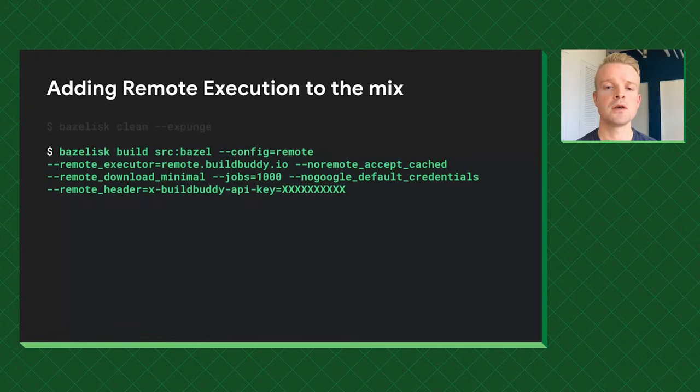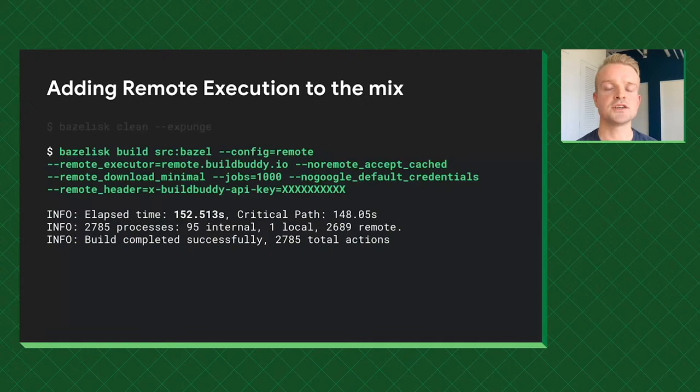There are plenty of other open source alternatives, including BuildBarn, BuildFarm, and others. The --remote_download_minimal flag enables Bazel's build without the bytes feature, which minimizes the number of outputs that get downloaded to the Codespaces machine. The --jobs flag specifies that we'll be running 1,000 actions in parallel, compared to the 4 that we were able to run locally. Finally, the --remote_header flag allows us to set a BuildBuddy API key that associates the build with your BuildBuddy account.